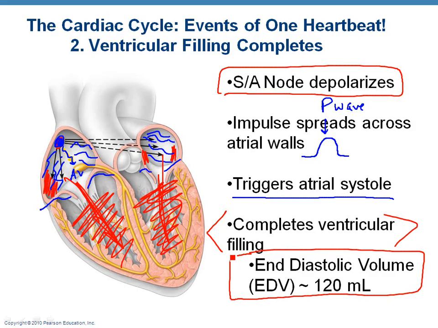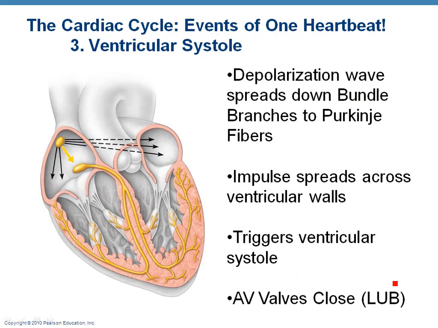Keep that number in mind, and also keep this phrase and abbreviation in mind, end diastolic volume, or EDV. That's going to be important. And again, that's typically about 120 milliliters in an adult. All right, so we've got all this blood down here in our ventricles, about 120 mils total between the left and the right.